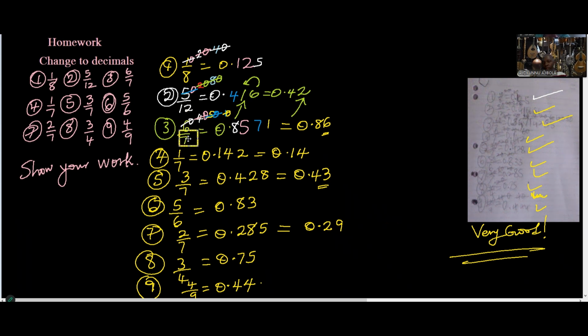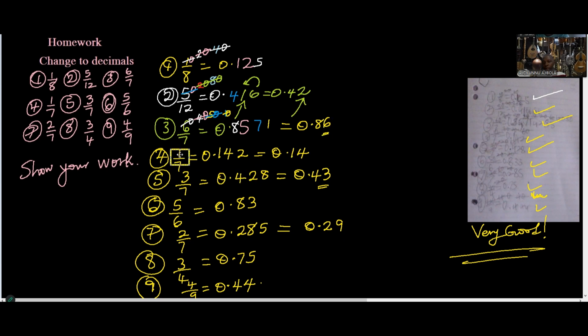Then 6 over 7 is the same process. 7 cannot go here, that's 0. 7 in 60 is 8, that's 56. Remainder 4, you put a 0. 7 in 40 is 5, which is 35. Remainder 5, so in 50, 7 is 7, which is 49. Remainder 1, 7 in 10 is 1. So we just stop it at 2 digits because it won't even finish. So that's 0.85, but because of this 7 is a number 5 and above, you change this 5 to 6.